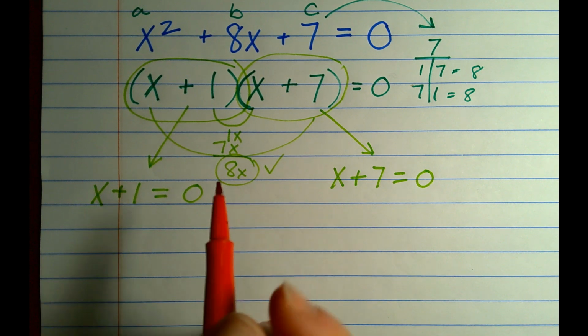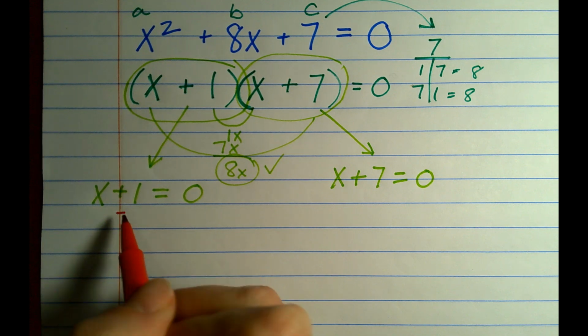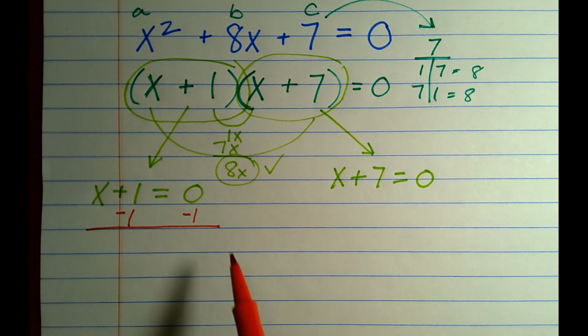How do I solve them? We'll start over here. 1, negative 1. Yep. So I have a plus 1. We want to cancel that by doing minus 1 on both sides. And then what do I do?